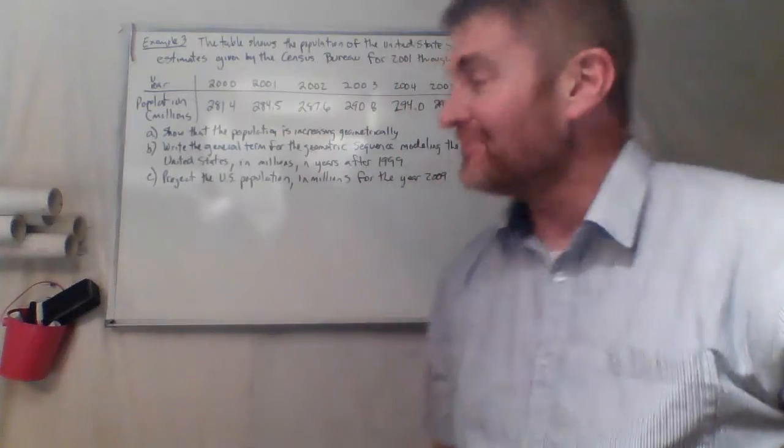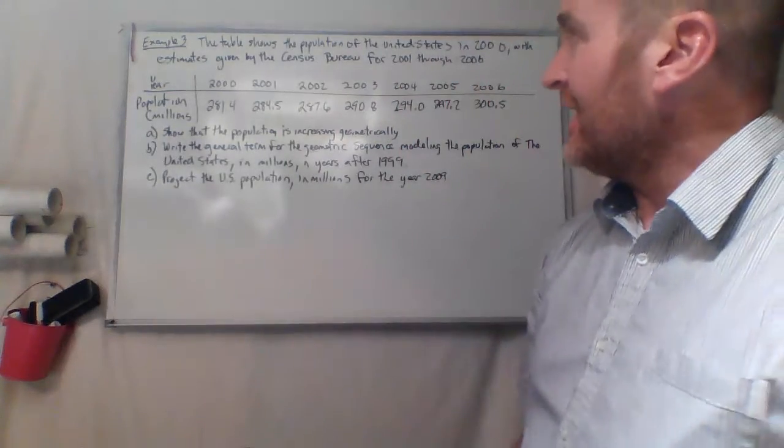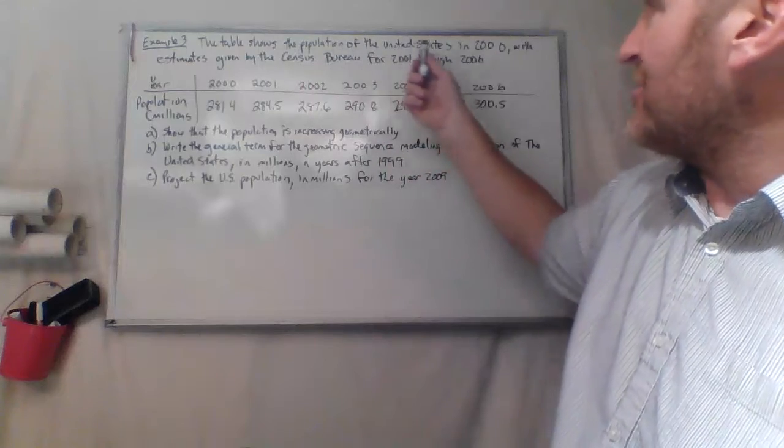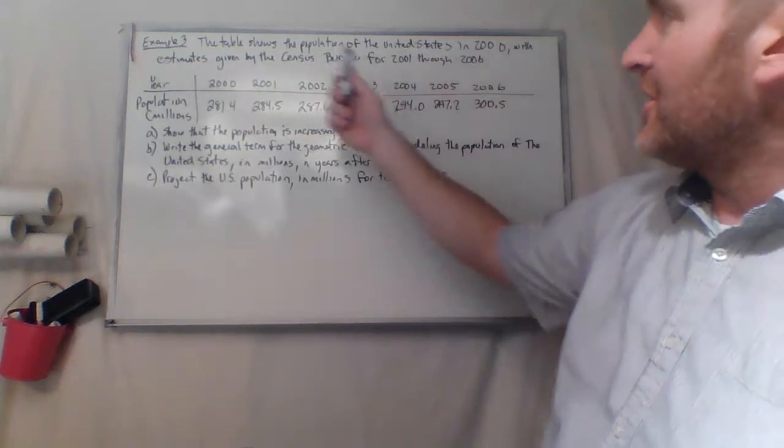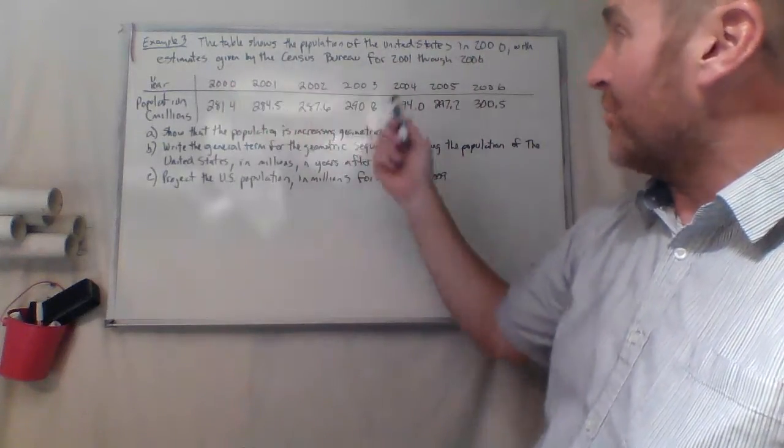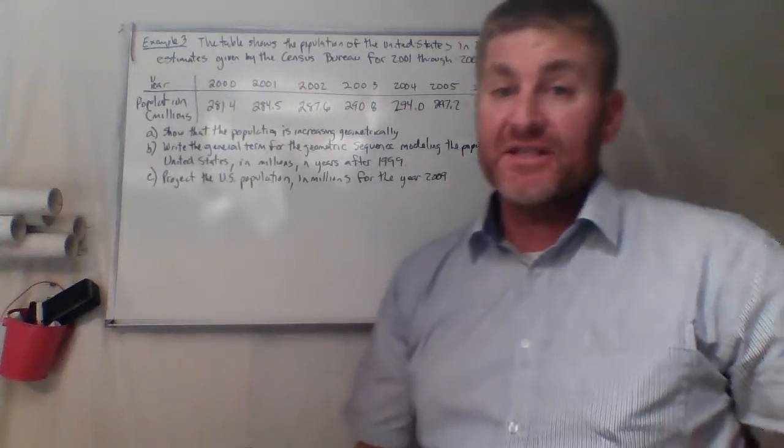All right, sorry. So in example 3, this table shows the population in the United States in 2000 with estimates given by the Census Bureau for 2001 through 2006.